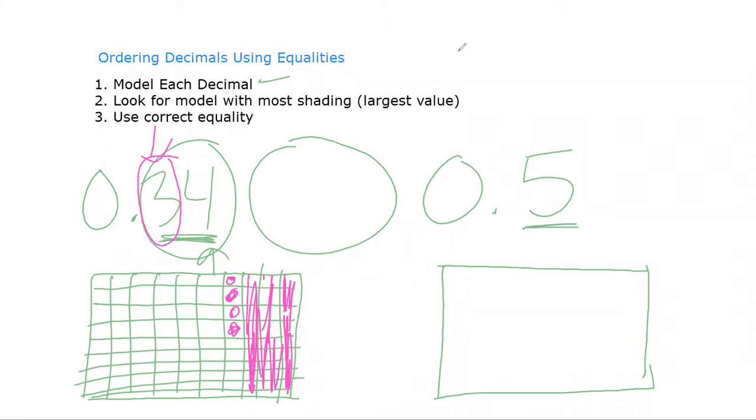Okay, so let's model out 5/10. 1, 2. Oh wait, I'm not doing hundredths. I guess I don't need so much space, huh? Whew. Okay, so let's see. 1, 2, 3, 4, cut in half. There's tenths. As we can see right away, one of these boxes, a tenth, is always going to be larger than a hundredth.